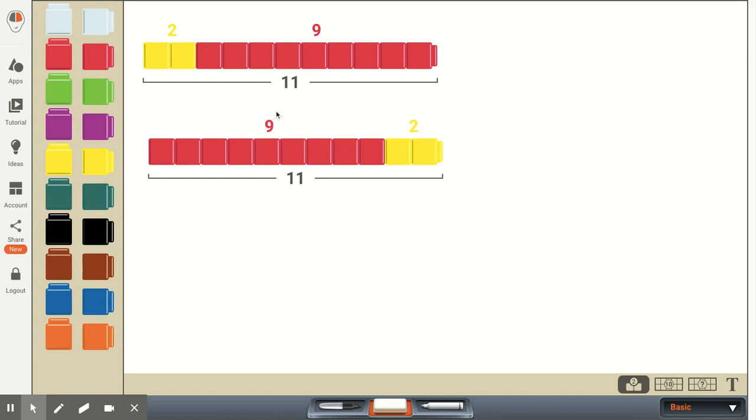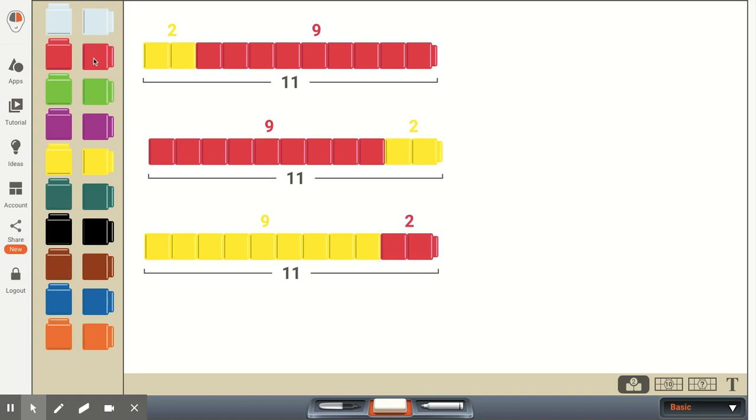And also, students should understand if we started with, say, 9 yellow cubes, and let's say 2 red cubes, whether it's 2 yellow plus 9 red, or 9 yellow plus 2 red, or we switch these around, in any case, 9 plus 2 or 2 plus 9 will be equal to 11.